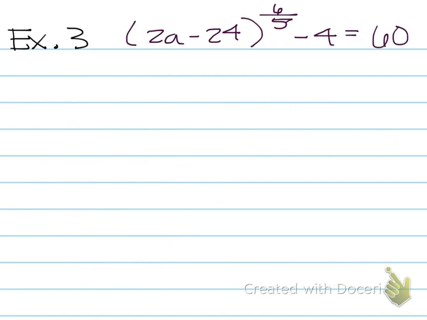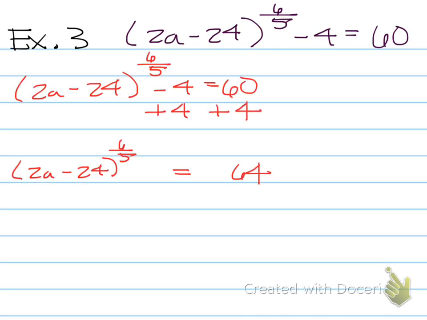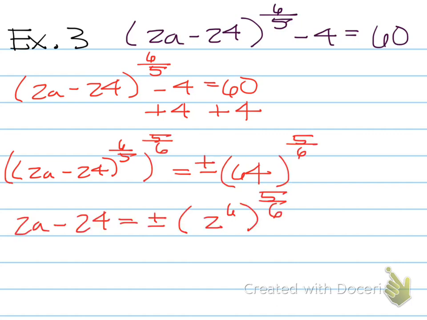And in this example, we want to start by adding 4 to both sides. Once we add 4 to both sides, we want to raise both sides to the inverse of the 6/5 power. So we're going to raise both sides to the 5/6 power. We should change the 64 to 2 to the 6th power.